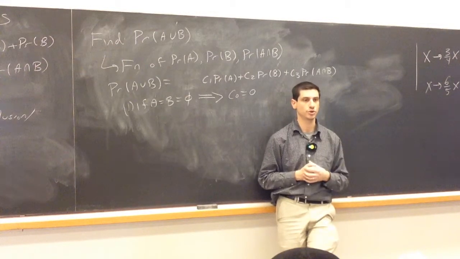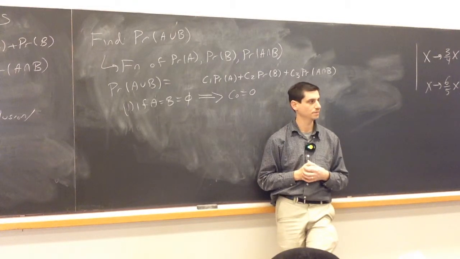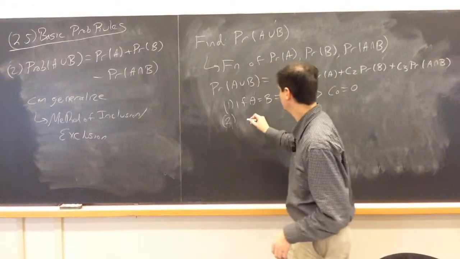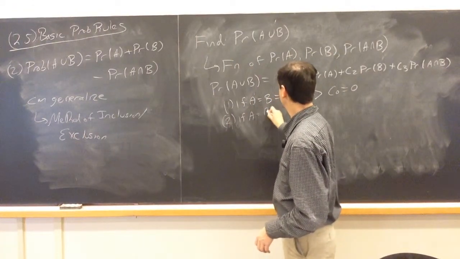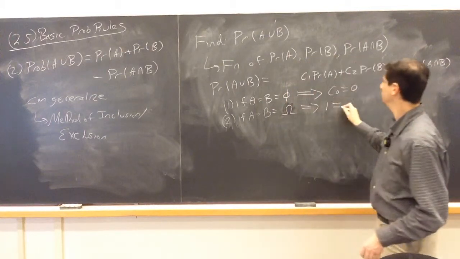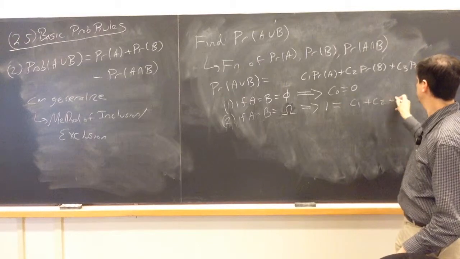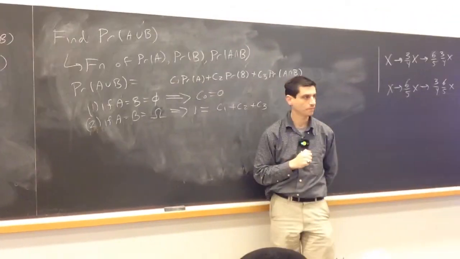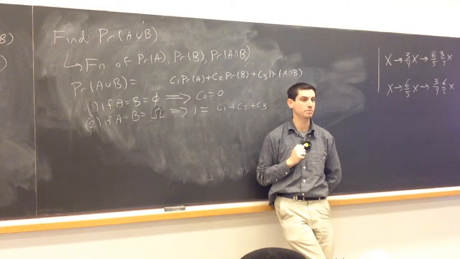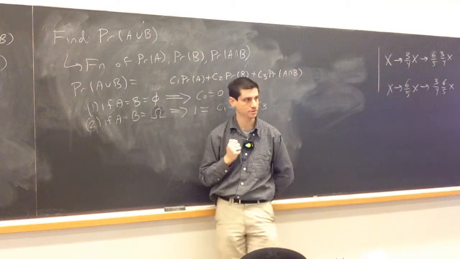Can you think of another choice? Okay, so what do we want to take to be the whole outcome space? So if A equals B equals the whole space, that implies 1 equals C1 plus C2 plus C3. Ah, so taking that, we now know that the C's sum to 1. That's extremely useful. So we're really beginning to prune things.